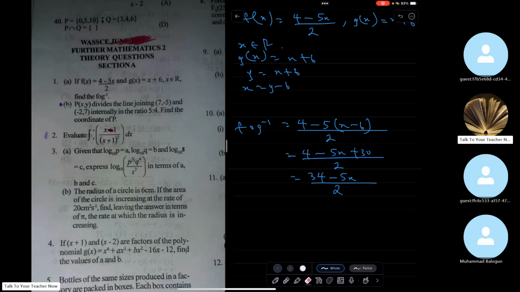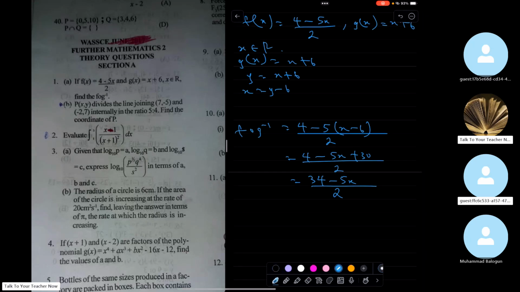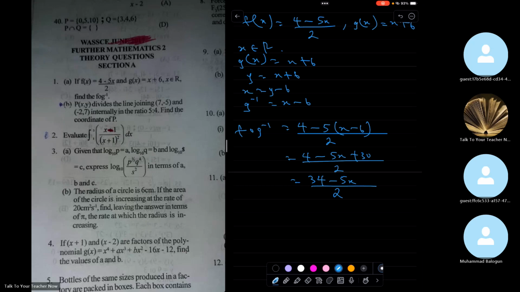Let y be x plus 6. If y is x plus 6, make x the subject. If you make x the subject of this, x will be y minus 6. Do you understand? Yes. So that's it. Once you're able to make x the subject, you now replace the y in that subject with x. And that's all. Do you understand?